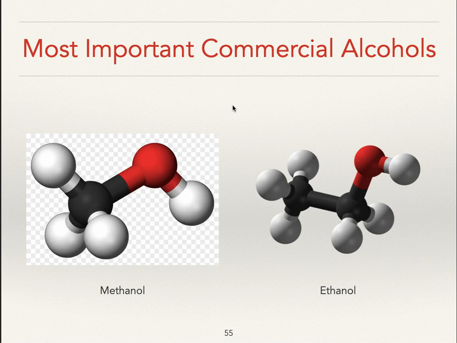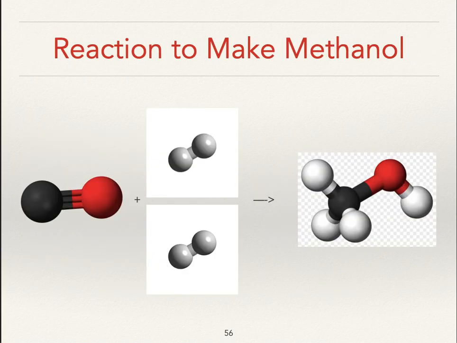The two most important alcohols, at least from maybe an industrial point of view, are methanol and ethanol. These are the two smallest alcohols, and we'll take a look at how we produce them and what we use them for, and then we'll look at a couple of other alcohols that have some interesting and common uses.